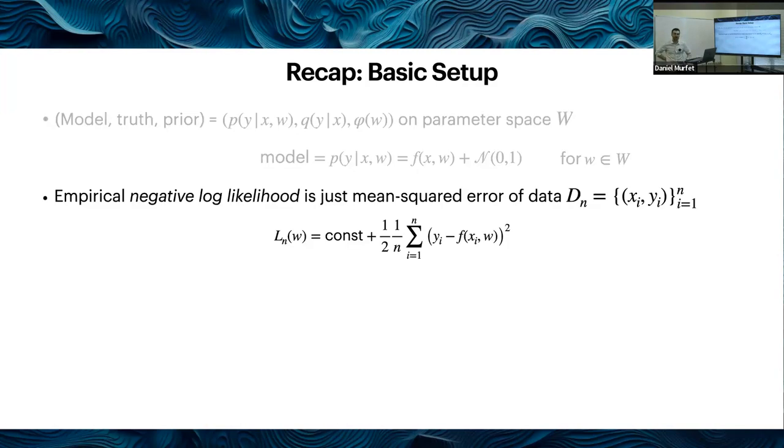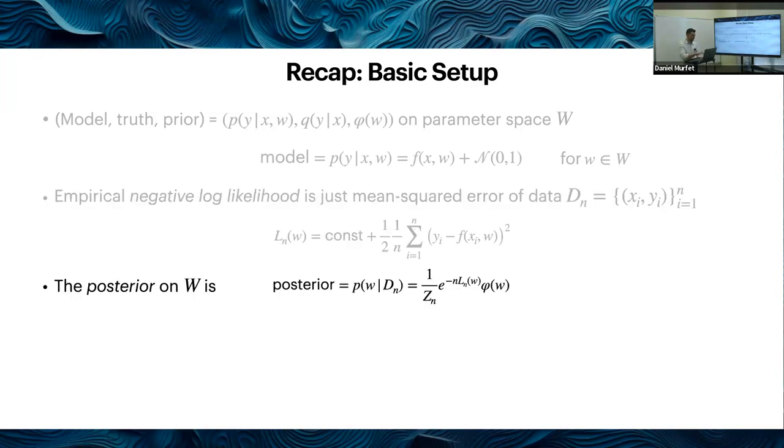The empirical negative log likelihood, because of our regression setup, is just the mean squared error of what the neural network predicts compared to what the true y value is. So I should say here that we are in the supervised setting, where we have data from some distribution on the input, and then we're trying to predict the output. And so the negative log likelihood in this situation is just the mean squared error.